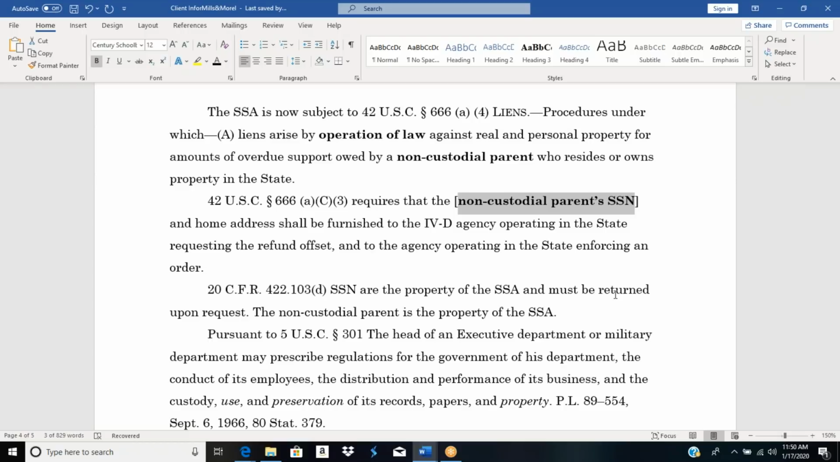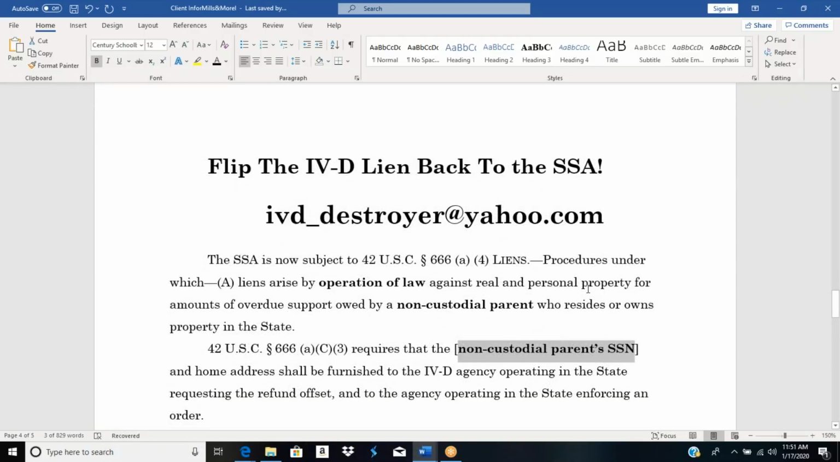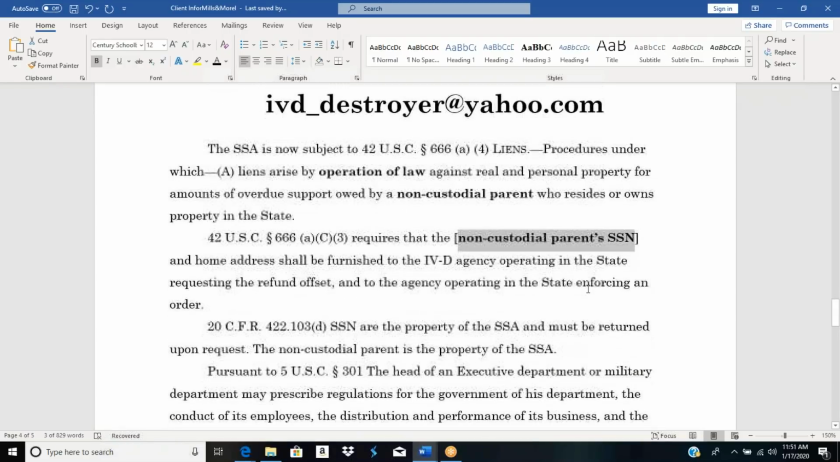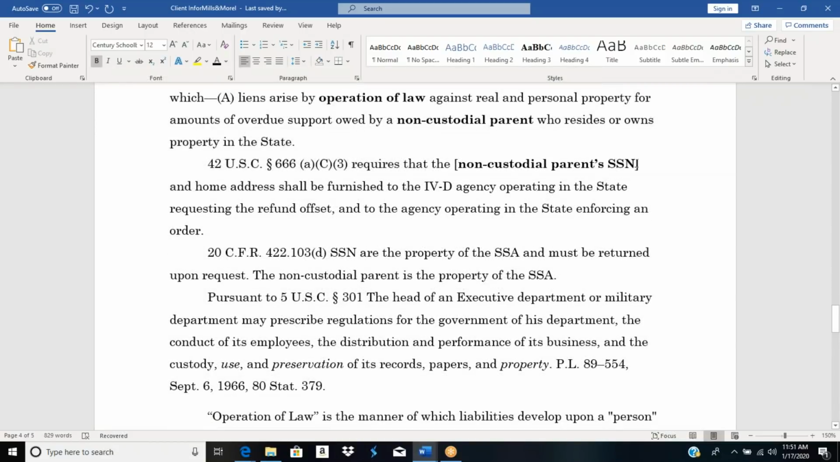And trust me when I tell you, they are taking out loans on that Social Security number, and they are draining that account dry. So if you want yourself out of the 4D crime family's grip, flip the 4D lien back to the Social Security Administration and prove beyond a shadow of a doubt, well, I'm not the non-custodial parent. I can prove it. That's not my name, and that's not my number, and it damn sure ain't my card. I'm the number holder. I'm not the number owner.